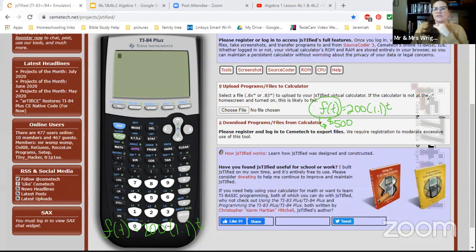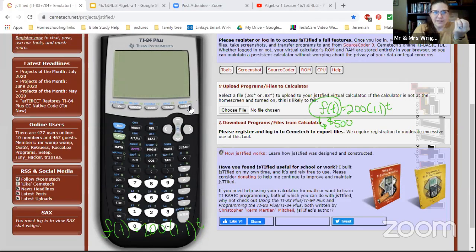One way you could do this is you could create a table of input and output values. So time and the function of time, and you could plug in, okay, after 0 years, it's $200. After 1 year, it's this, and you could keep going until you get to be over $500. However, sometimes these equations may get to be so long and so big that you'd have to do that 100 times before you could find it out. So we're going to look at a different way here.